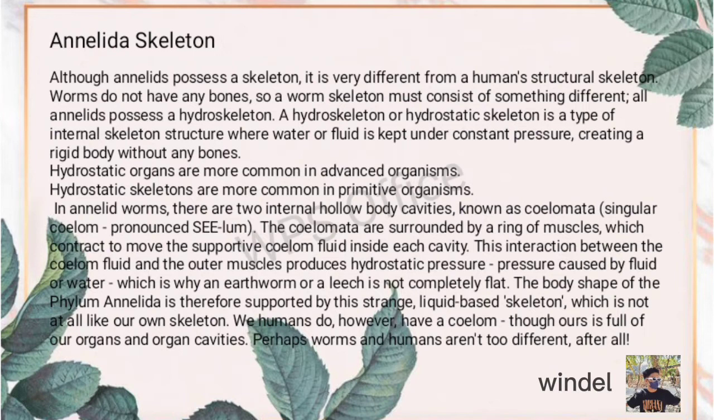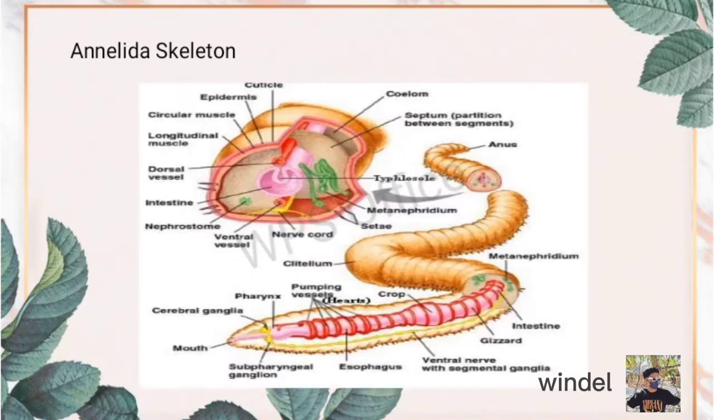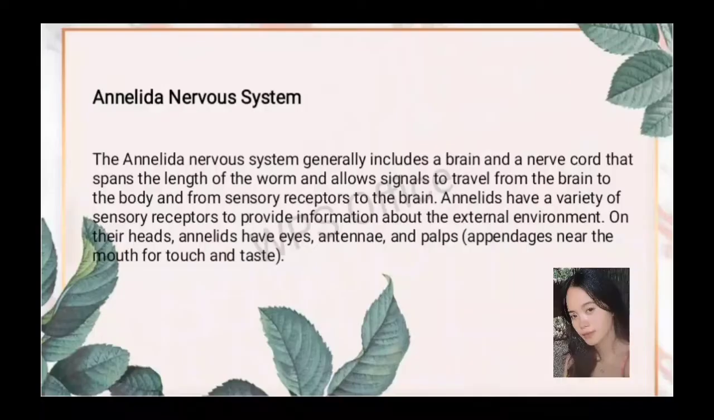Pressure caused by fluid or water is why an earthworm or leech is not completely flat, being supported by this strange liquid-based skeleton, which is not at all like our own skeleton. We humans do, however, have a coelom too, full of our organs and organ cavities. Perhaps worms and humans aren't too different after all. You can see the diagram of the Phylum Annelida skeleton.